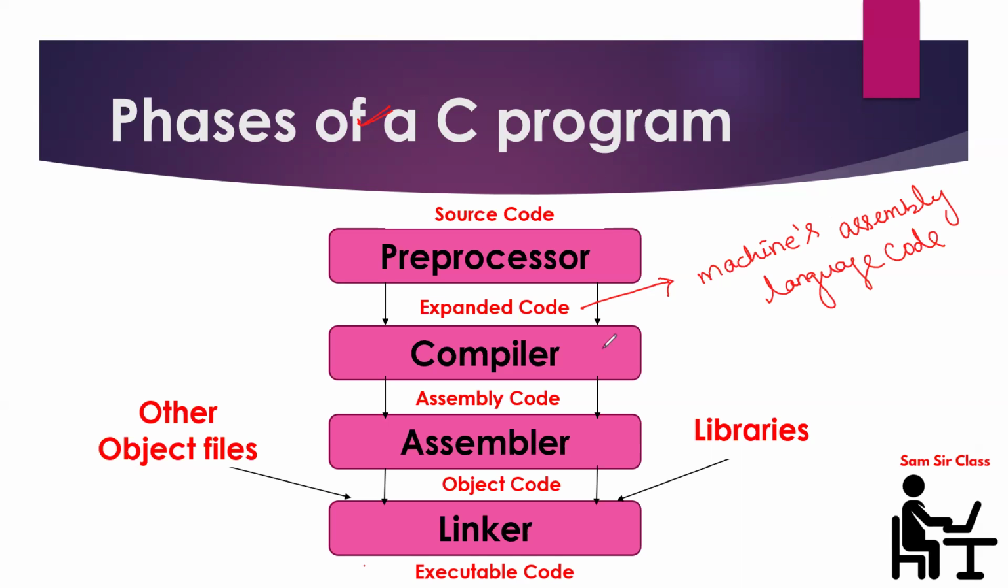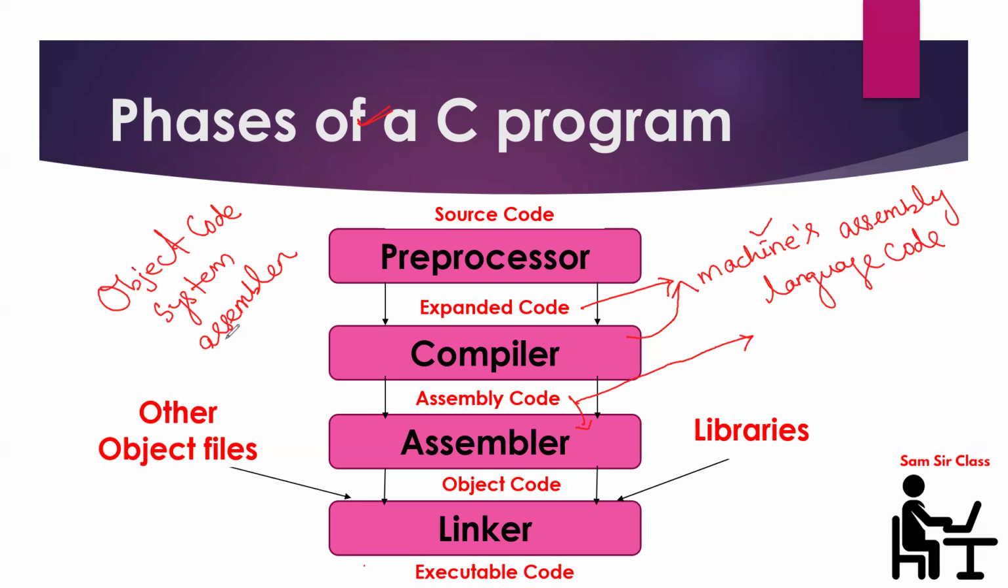So this expanded code is converted by the compiler into the machine's assembly language code. These are some symbols that need to be converted into what the machine can actually understand, and that code is known as your assembly code. Now this assembly code is given as input to the assembler. What does the assembler actually do? The assembler converts the code into object code by using the system assembler.